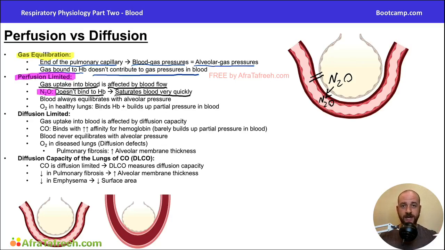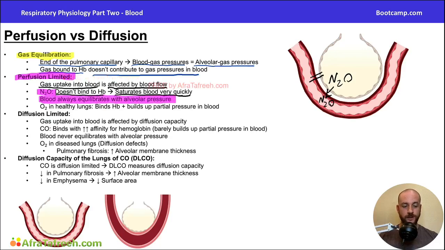And as a result of this, it's going to equilibrate with the alveolar partial pressure very quickly as well. And that's one of the hallmarks of a gas that is perfusion limited: the gas in the blood is always going to reach equilibrium with the alveolar pressure.